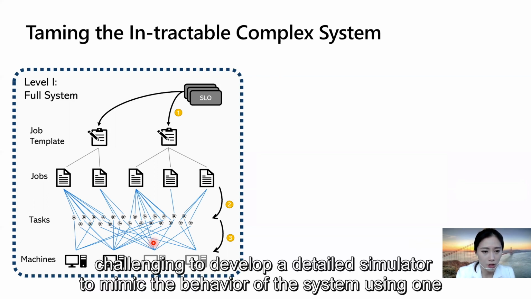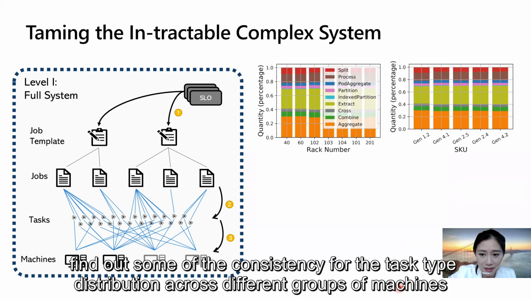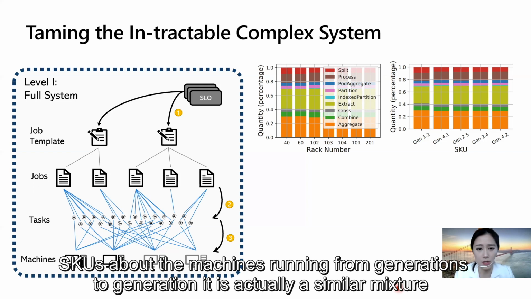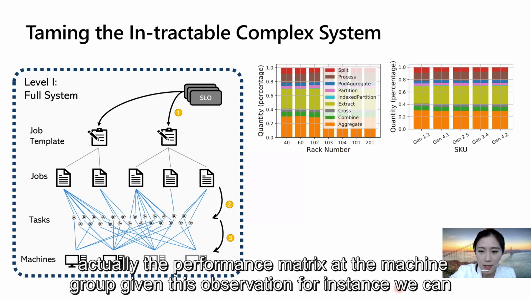It is very challenging to develop a detailed simulator to mimic the behavior of the system using one model per machine or one model per job. But after a heuristic examination of the system, we actually found some consistency in the task type distribution across different groups of machines. For instance, across different racks, each rack I think is around 40 machines, or across different SKUs of machines running from generation to generation, there is actually a similar mixture of different operator types or stage task types. So we can develop the performance metrics at the machine group level given this observation.